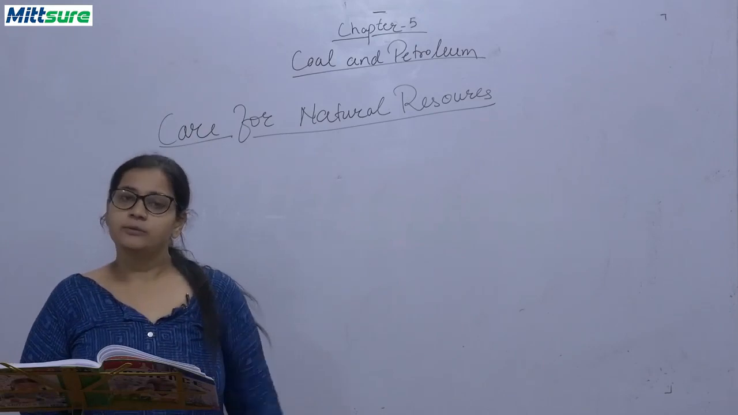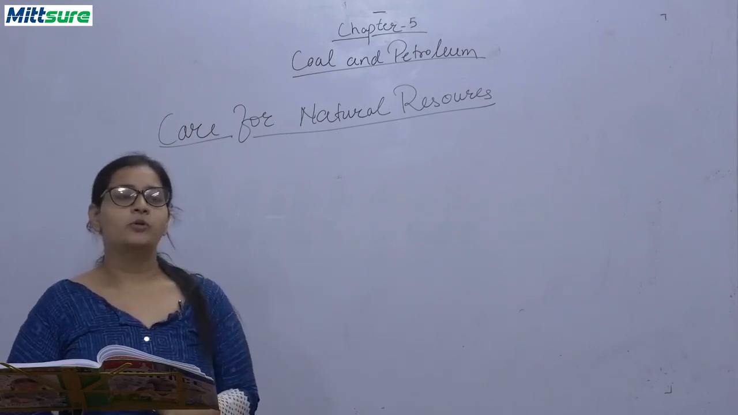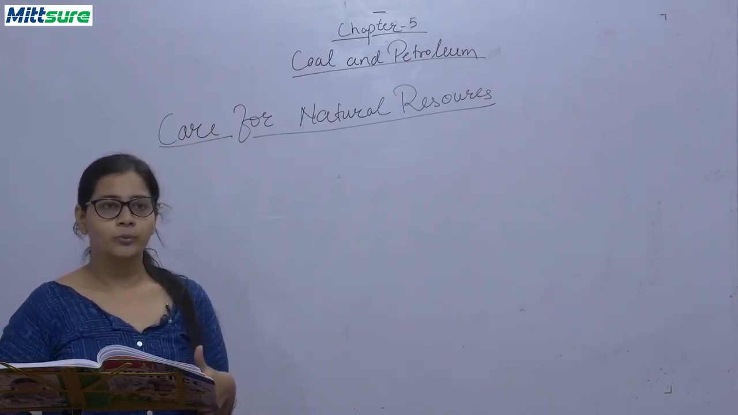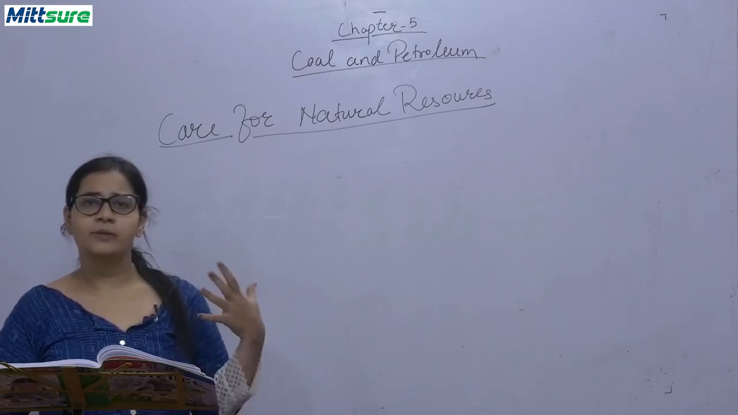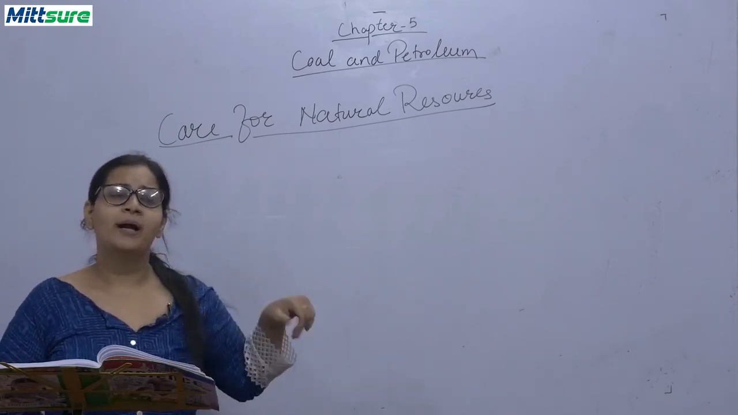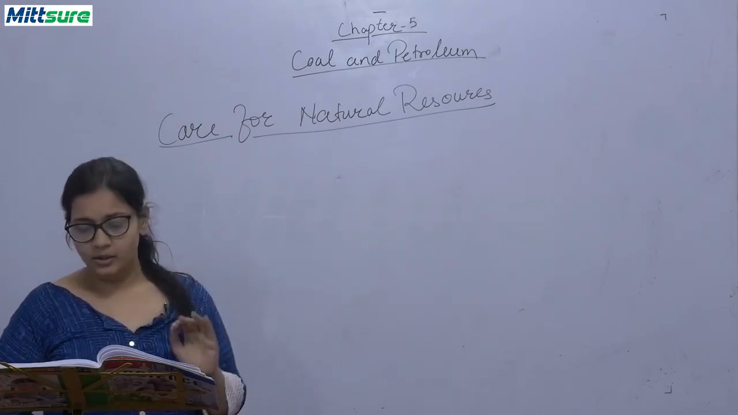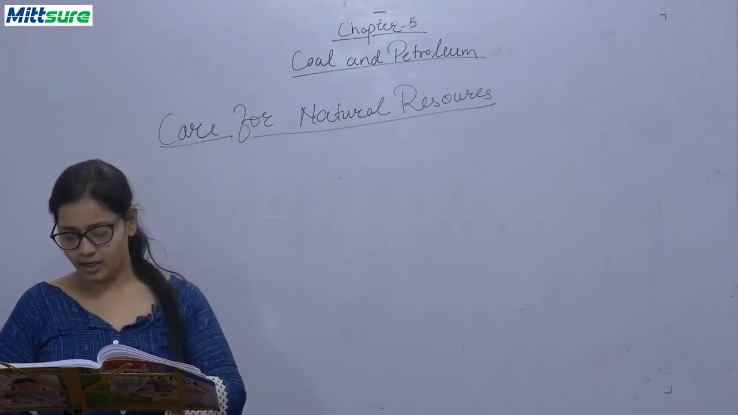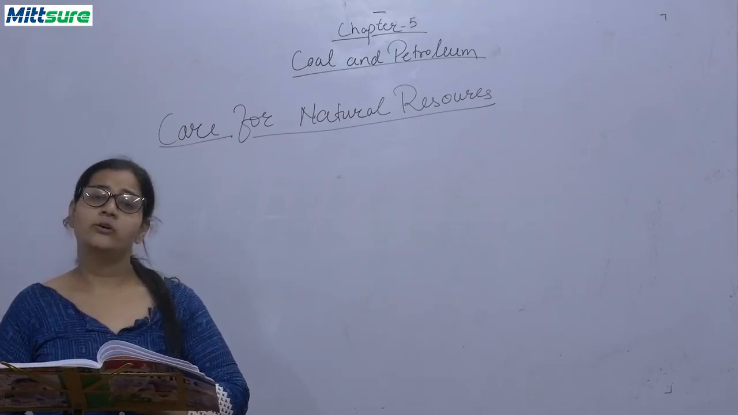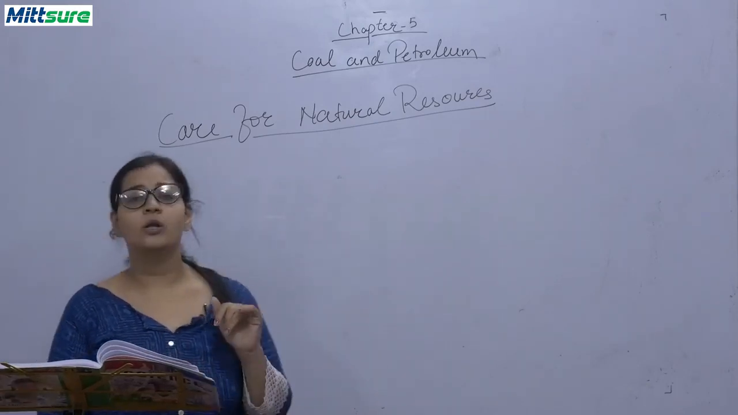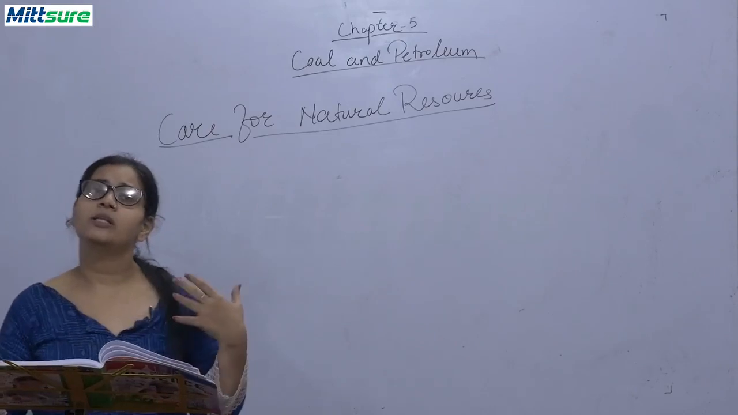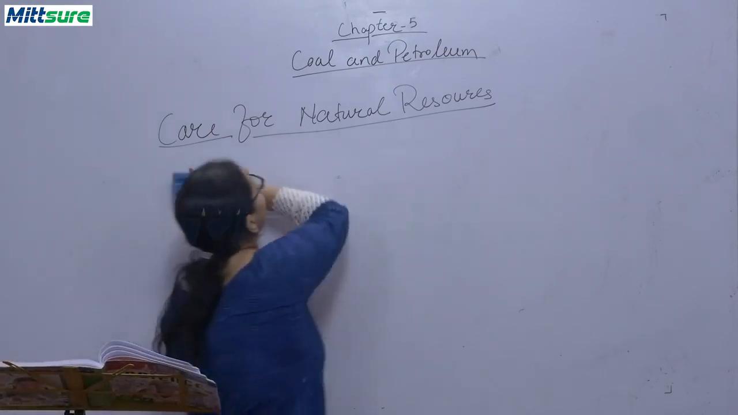We should not waste energy. Suppose you are in a room and you have to go out for 5 or 10 minutes. You should have a practice of switching off the lights or fans. That's how we can conserve our energy resources. Now we will be discussing all the questions related to the exercise of this chapter.